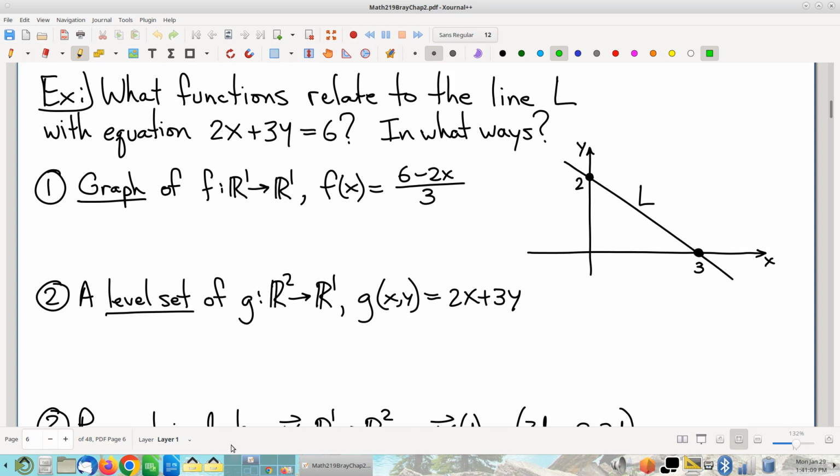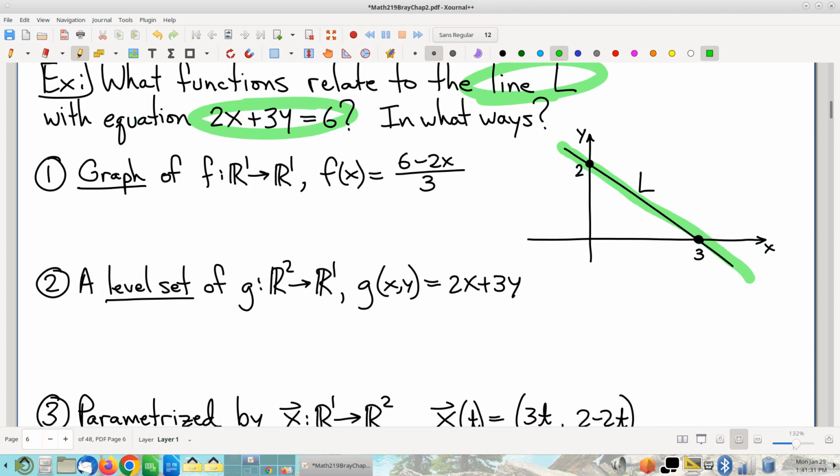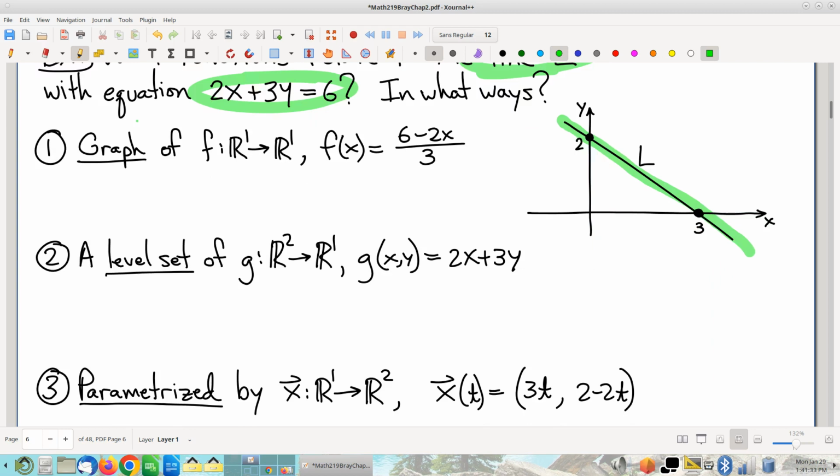So in this question, we have a line, L, like this, and there's the equation, right? And the question is, what functions relate to this picture? For which function is this the graph? For which function is this a level set? Which function parameterizes this line? So this one geometric object relates to a bunch of different functions by way of these different constructions. Okay, so let's think about how the details work here.